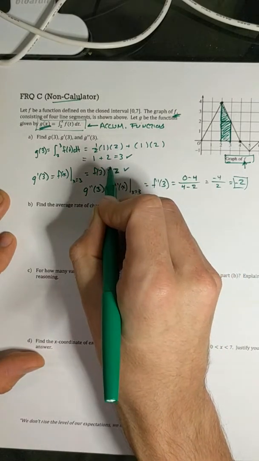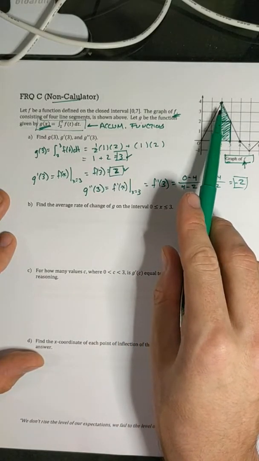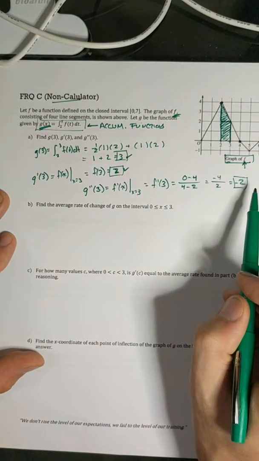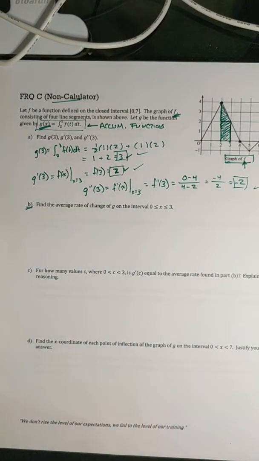Let me just double check that math there. I'm going down by 2 over 1, down by 2 over 1. Great, sounds good. Okay. So now I'm in part B.